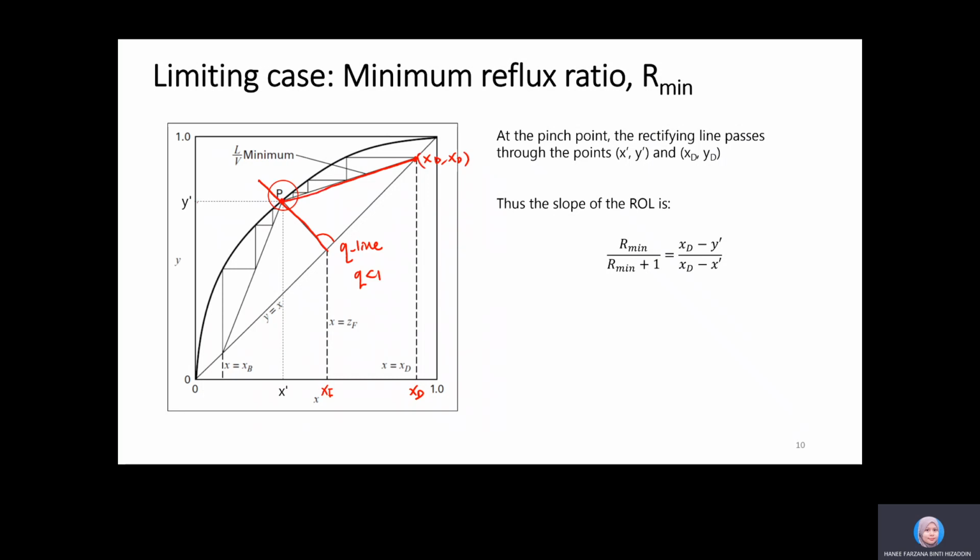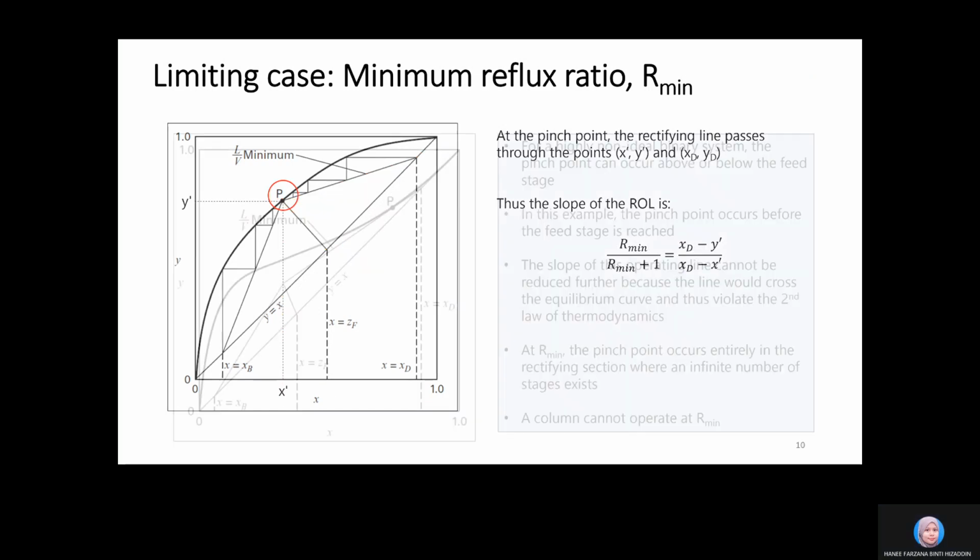Okay, so from there, you take note of the Y value of the point P and the X value of the point P as Y prime and X prime. So the slope of the ROL now becomes R min over R min plus 1 equals, just the slope, which is Y1 minus Y2 over X1 minus X2. Okay, so in this case, Y1 is the same as XD because we are using XD, so our value of Y is also XD. So XD minus Y prime, the Y prime is the one that we read from the point P, over X1 minus X2. So our X1 is still XD because we are still using XD, and X prime is the X coordinate of the point P here. So from here, you can get the value here, and then you can rearrange to get the value of R min. Okay.